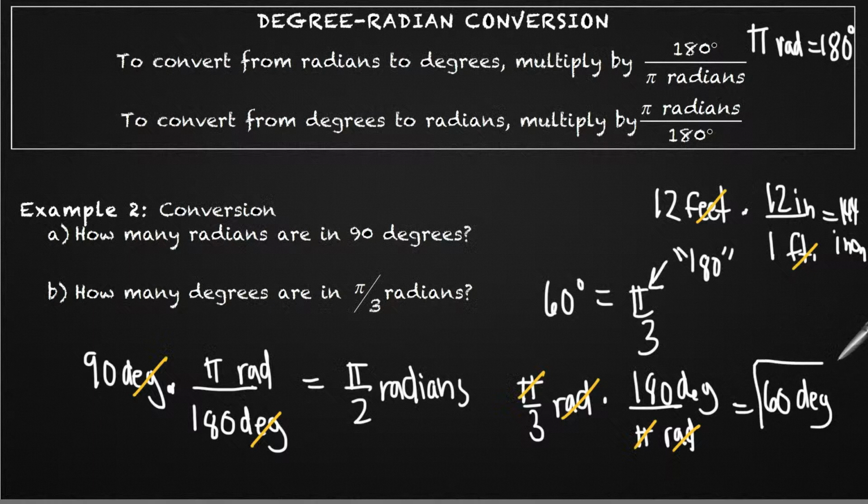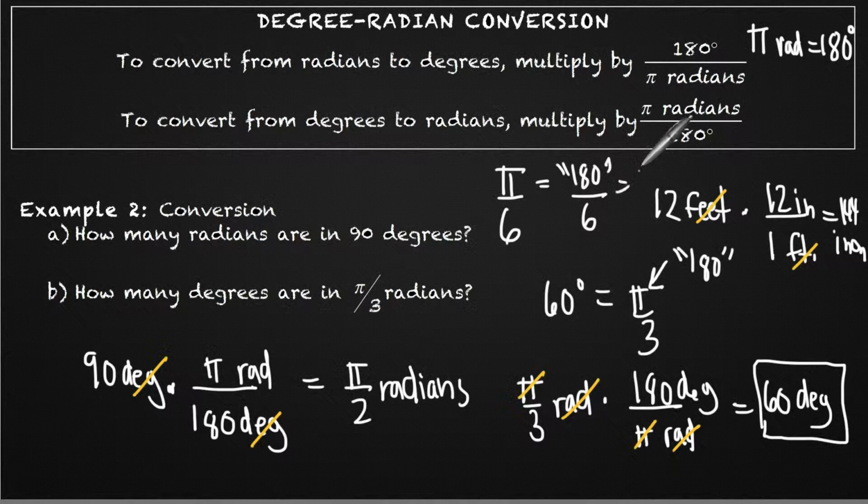But after a while, you'll get faster at this, and you'll be able to say, if I think of pi as 180, then 180 divided by 3 is 60. So if I say pi over 6, you'll be able to look at that after a while and say, well, that's just 180 over 6. That's 30 degrees. Converting from degrees to radians and radians to degrees is just that simple.